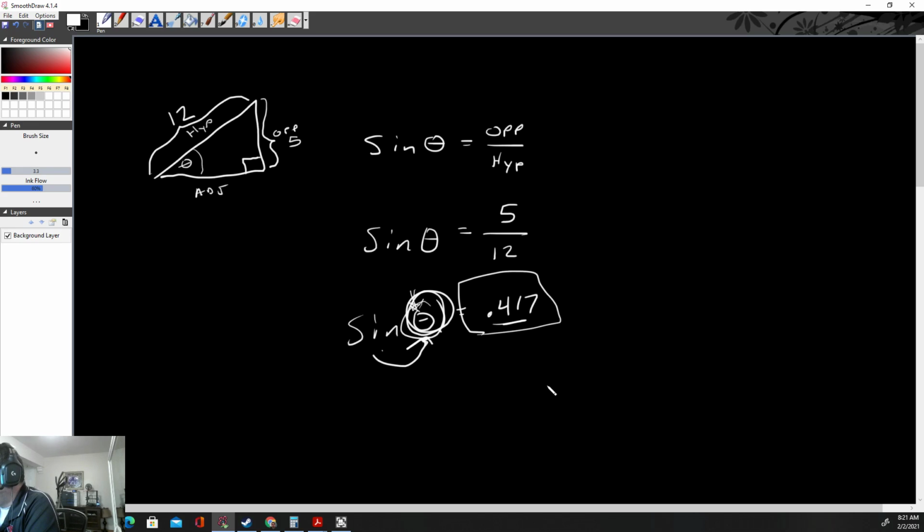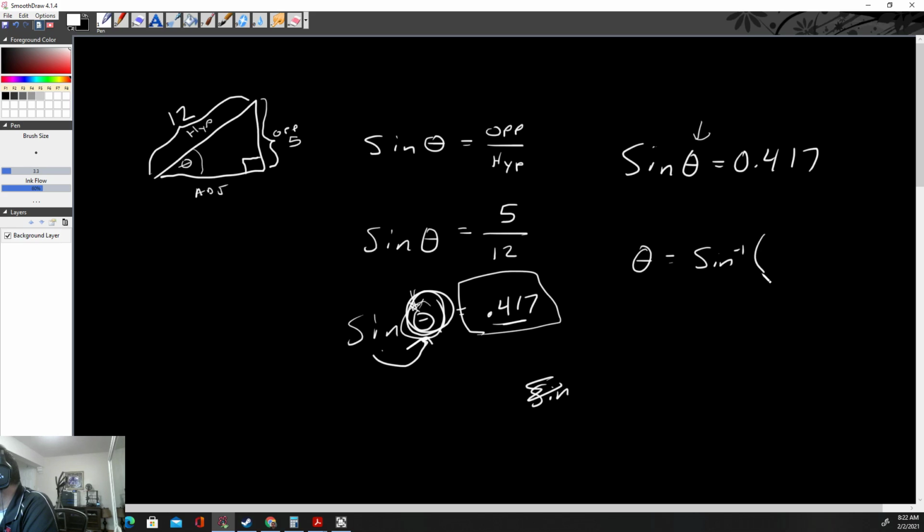Well, the way to do it is you're going to have sine of something, we don't know what it is, equal to 0.417, right? So how do I find this thing by itself? What you have to do is reset this equation. It's just a mathematical property, and it says that the angle you're looking for is equal to the arc sine, or the inverse sine, of 0.417. Okay? So that's the answer.